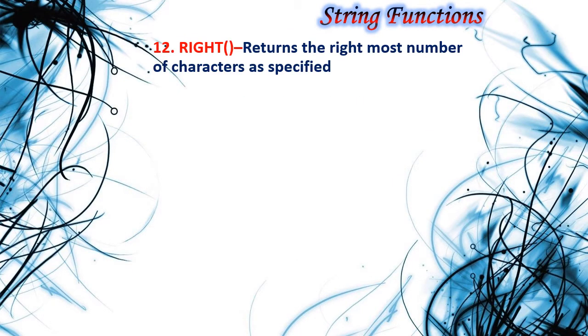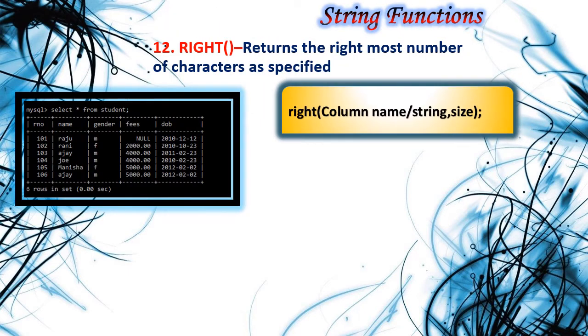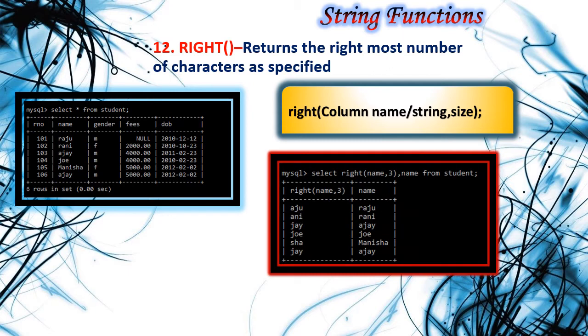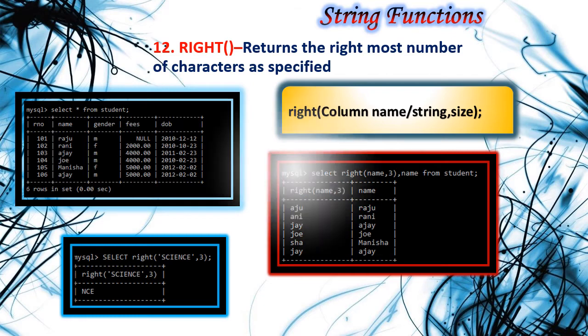The right function takes the characters from the rightmost side. The general form is right, column name or you can use a string, comma, size. Size is how many characters you want to take from the rightmost side. See here, right name comma 3 is given, so from the right side, the 3 letters are fetched from the name column. Here for the string, we are fetching the rightmost 3 characters, so from the rightmost, NCA is fetched.